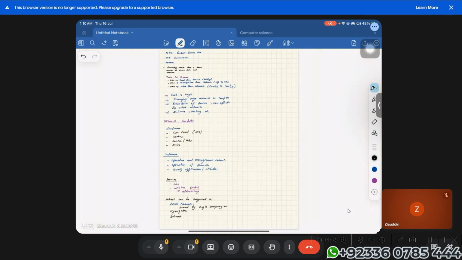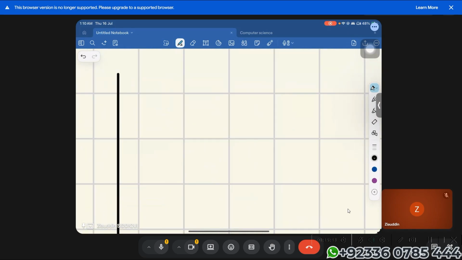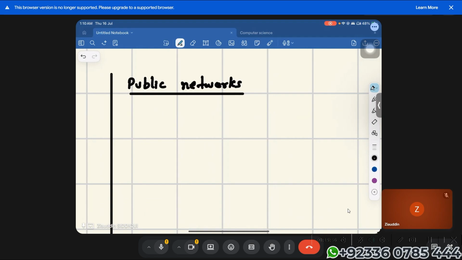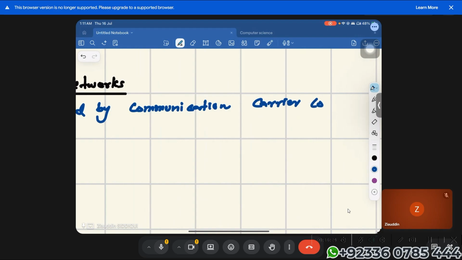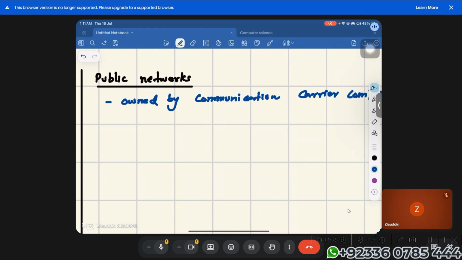Then we are going to talk about public networks. Public networks are owned by communication carriers, for example Etisalat, for example Warid, and Airtel. These are carrier companies. So all the telecom companies in the country where you are residing are going to own them.